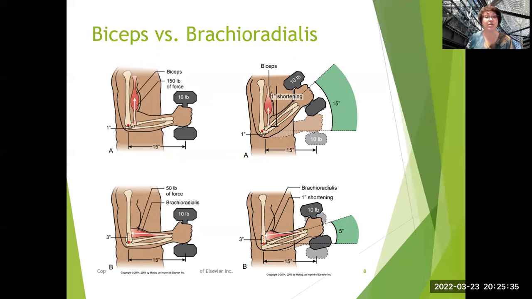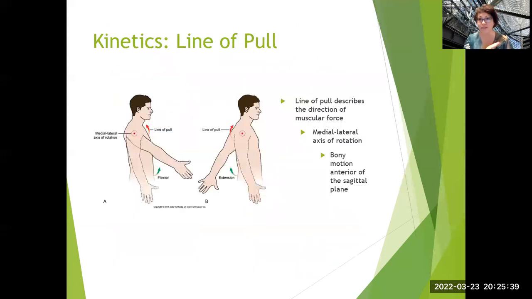Okay, so let's come back to this slide. We'll talk about the line of pull a little bit, and then we'll come back to the biceps versus brachioradialis. So the line of pull describes the direction of muscular force.